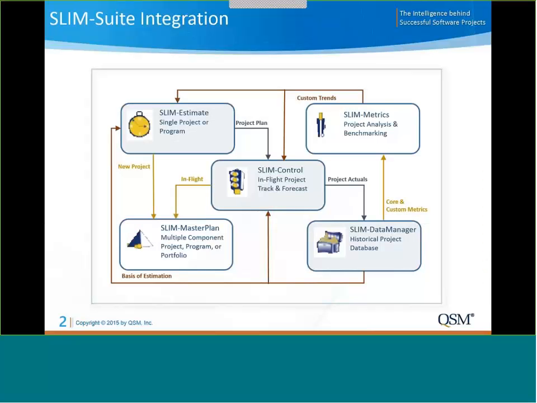And so this tools diagram is new to the training, just as a reminder that the SLIM suite really does help you manage the entire life cycle. So if you look at the blue squares, we start a project in the very beginning with an estimate using SLIM Estimate, and that produces a project plan, which we can then use SLIM Control, our in-flight project tracking and forecasting tool, to manage and look at plan versus actual values.